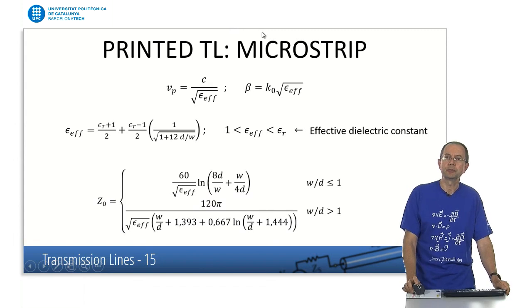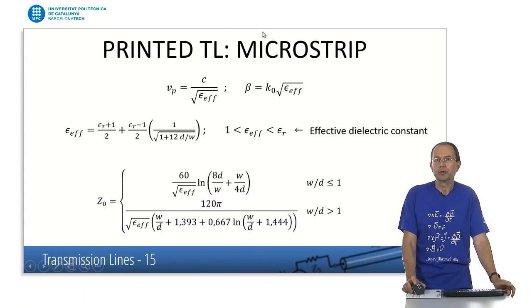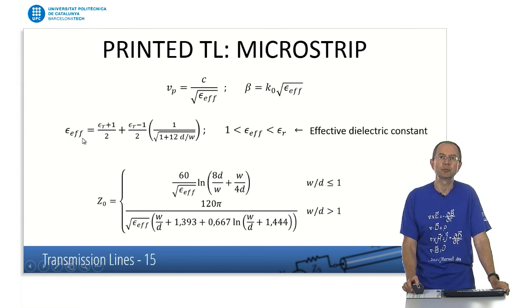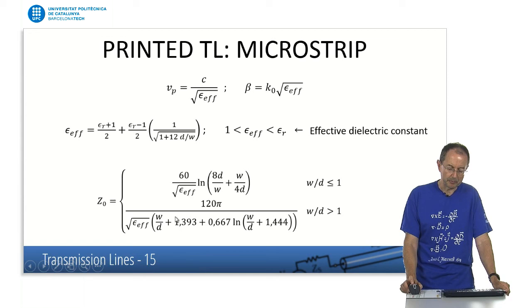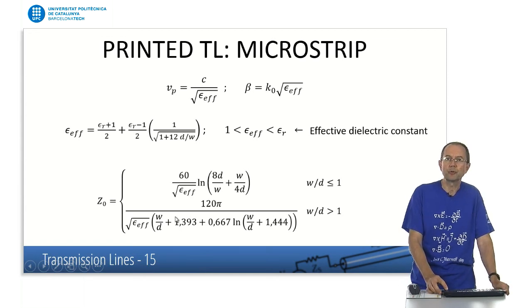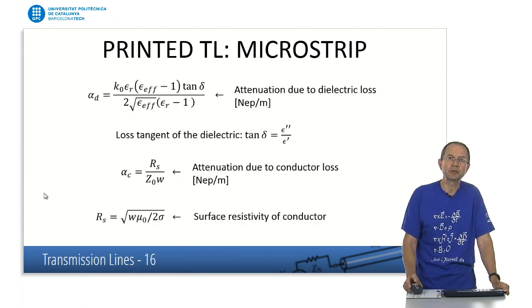For the microstrip, the accurate modeling is quite complicated because we have two dielectrics involved. We have air above the strip and a solid dielectric below. So instead of the permittivity of only one dielectric, we have to use an effective permittivity, which can be calculated from these expressions, and the impedance can also be calculated from these expressions. It's a bit complicated, but it can be solved, and these expressions are known. You can calculate the parameters of your microstrip line from this expression here.